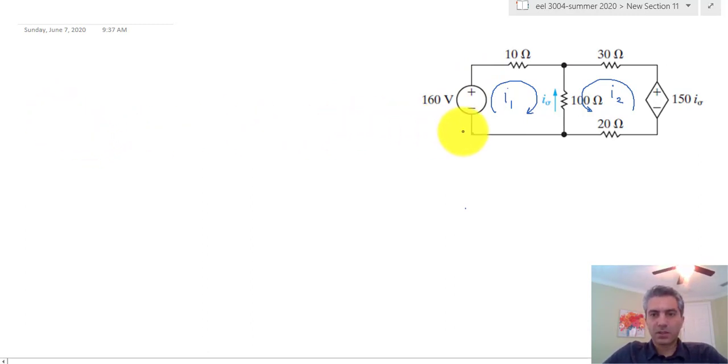So starting from this node down here, 160 minus 10 times I1, which is the voltage difference across the 10 ohm, minus 100 times the current passing through the 100, which is both of these currents added to each other. So that would be I1 plus I2, and that's equal to 0.